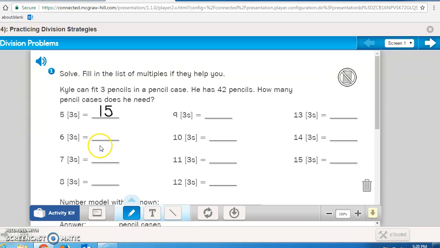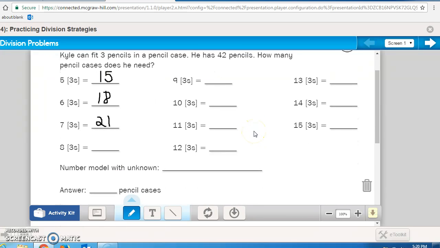5 sets of 3 is 15. 6 sets of 3. Good, 18. 7 sets of 3. Awesome, 21. Please finish the rest of these division problems.